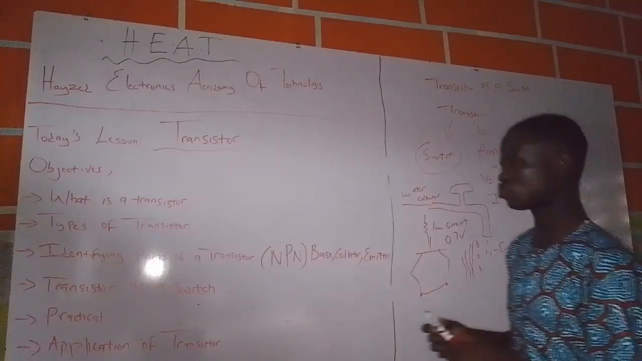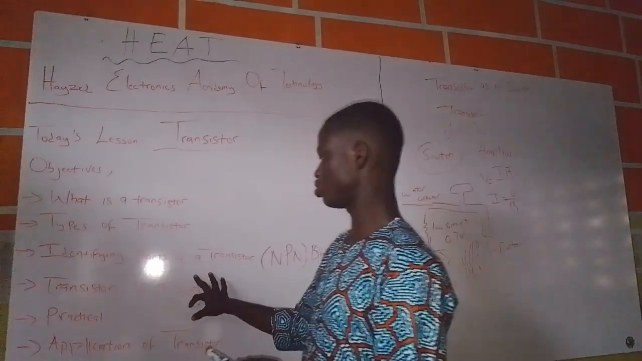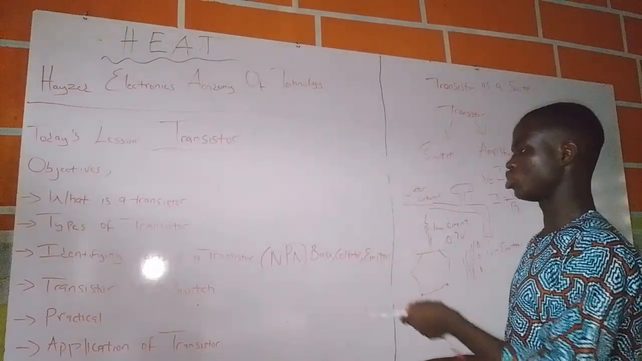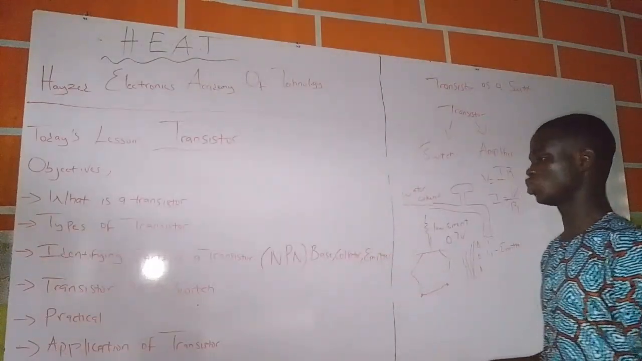So that is that about treating a transistor as a switch. Now, in the next objective, we're going to be doing a practical. We're going to turn on an LED with a transistor.